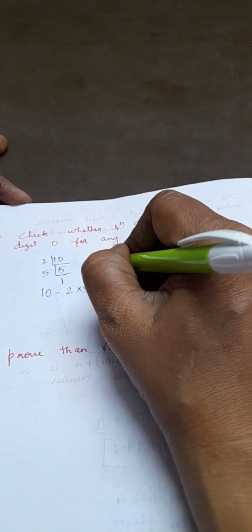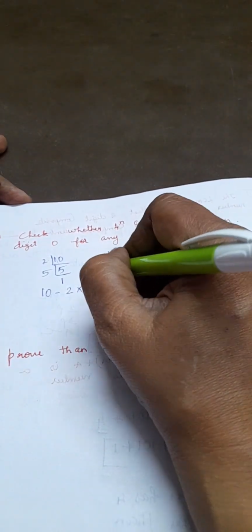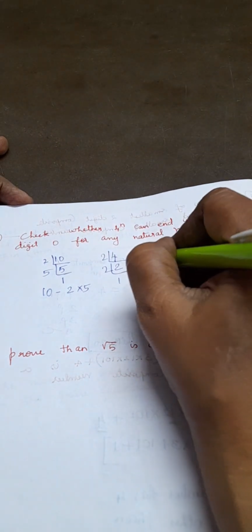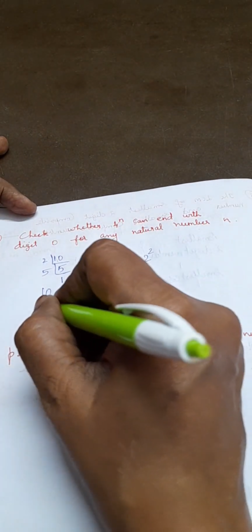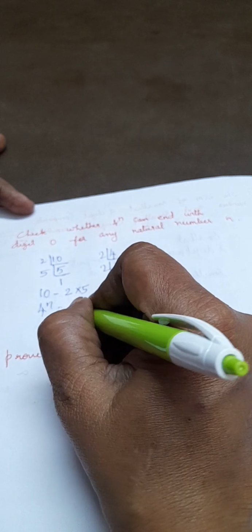What is the prime factorization of 4? 2 twos are 4, so 2 square, right? So I can write 4 power n as 2 power 2, the whole power n, right?